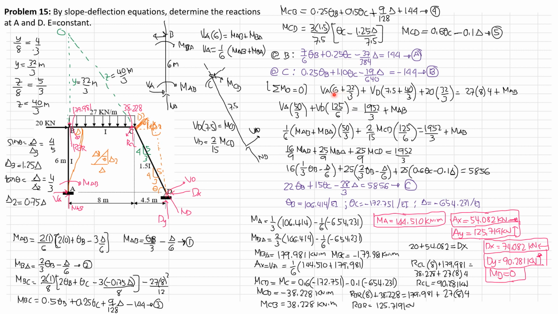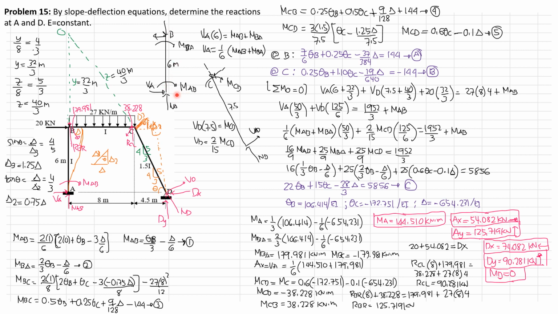Simplifying, 6 plus 32 over 3 is 50 over 3, so V_A times 50 over 3 plus V_D times 125 over 6, then 27 times 8 times 4 minus 20 times 32 over 3, that's 1952 over 3, plus M_AB. We then draw the free body diagram of portion AB.